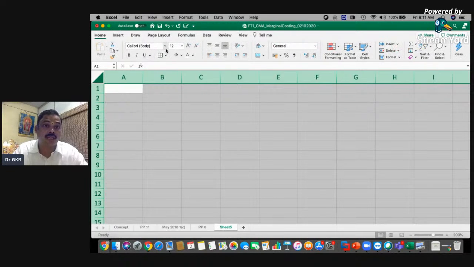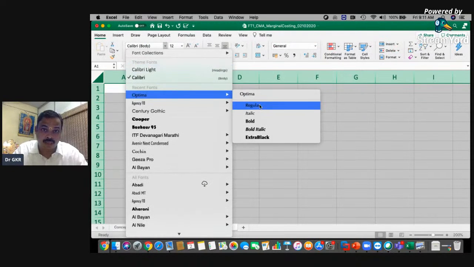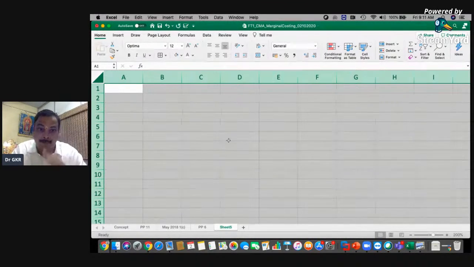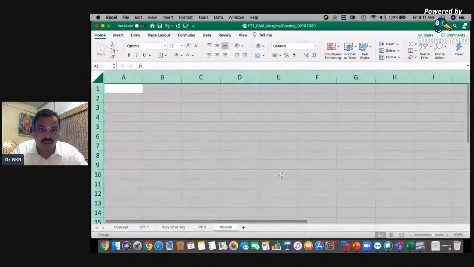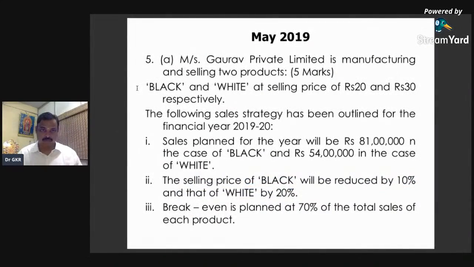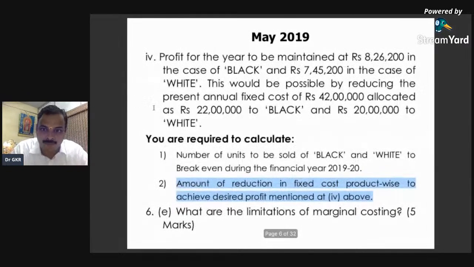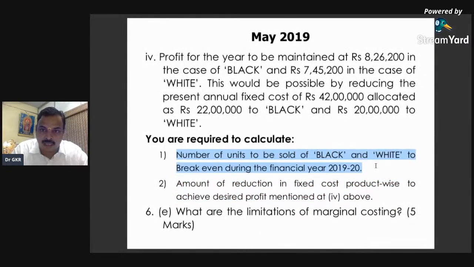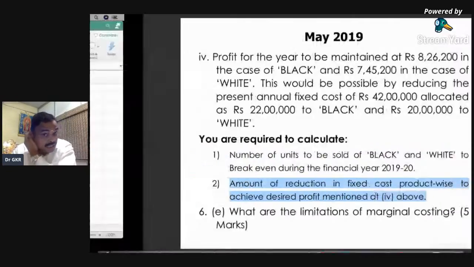Okay. Because it is multi-product. Okay. And it is multi-product. For each product, separate break-even point. Okay. Separate variable cost. Okay. Good. Now please look at this. Gaurav Private Limited is manufacturing and selling two products. Okay. Black and white. At selling price 20 and 30 respectively. Very important. The following sales strategy has been outlined for the financial year 1920. Okay, because the question is with respect to 1920 only. So don't bother about the other things.